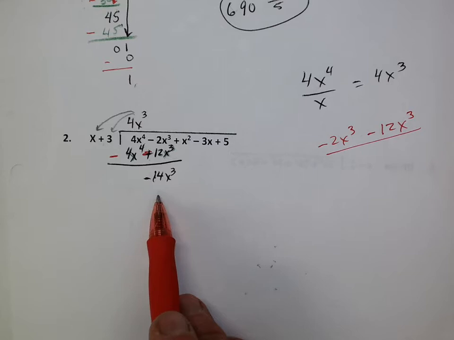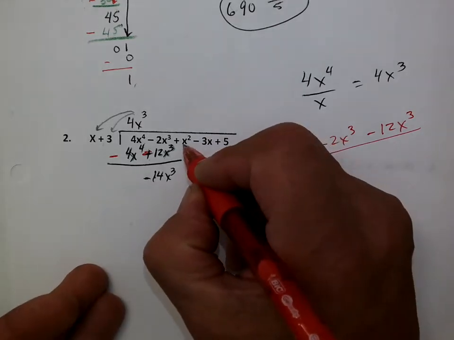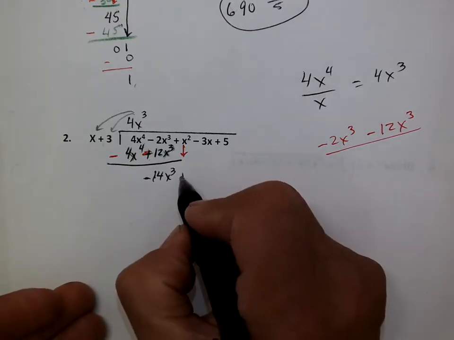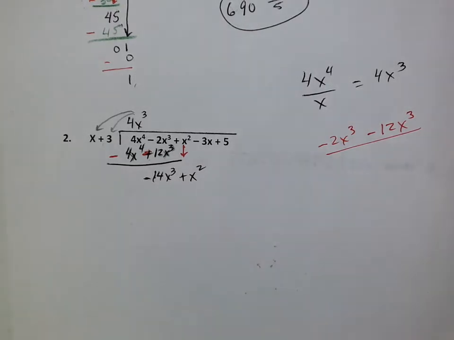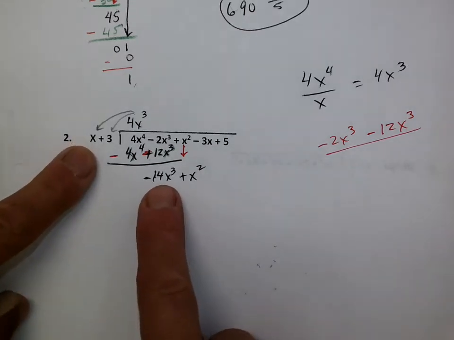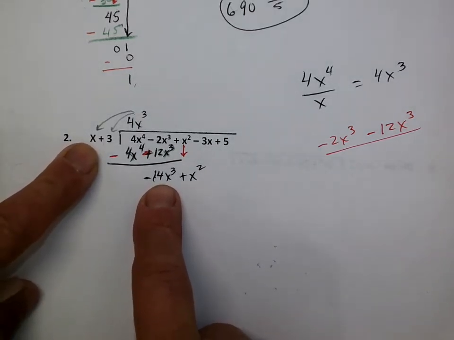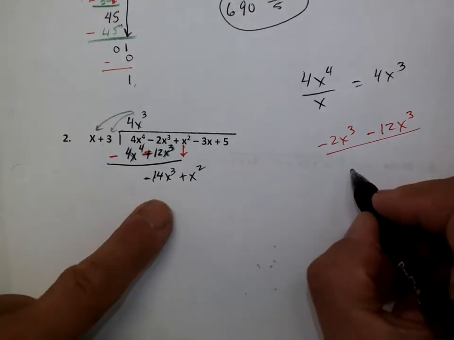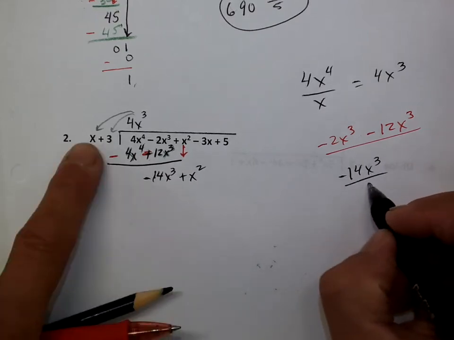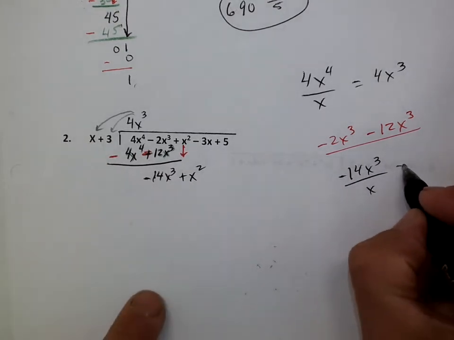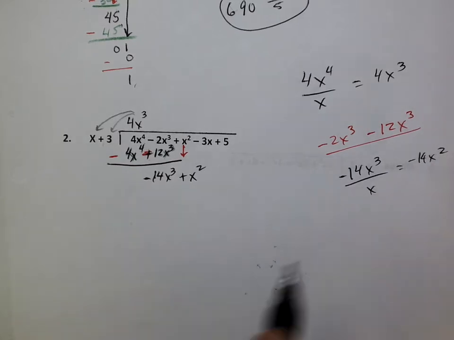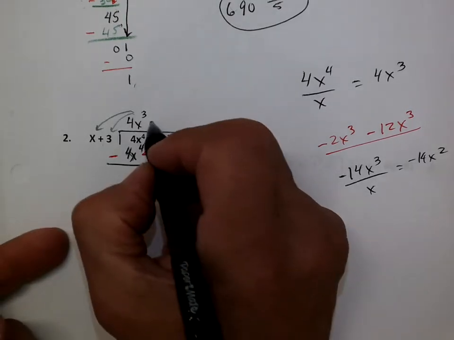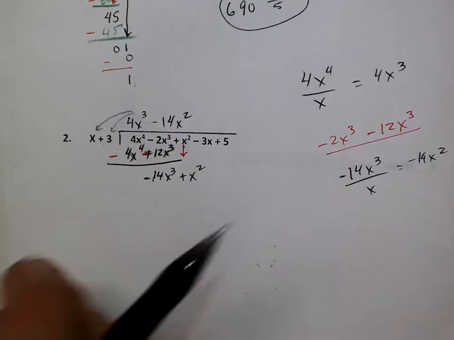Negative 14x cubed, okay? Now bring down the next term. So bring down the x squared. And do it again. So x goes into negative 14x cubed how many times? Well, we can do a little bit of division on the side if you don't see it. Negative 14x cubed divided by an x should be a negative 14x squared. So x goes into negative 14x cubed negative 14x squared times.